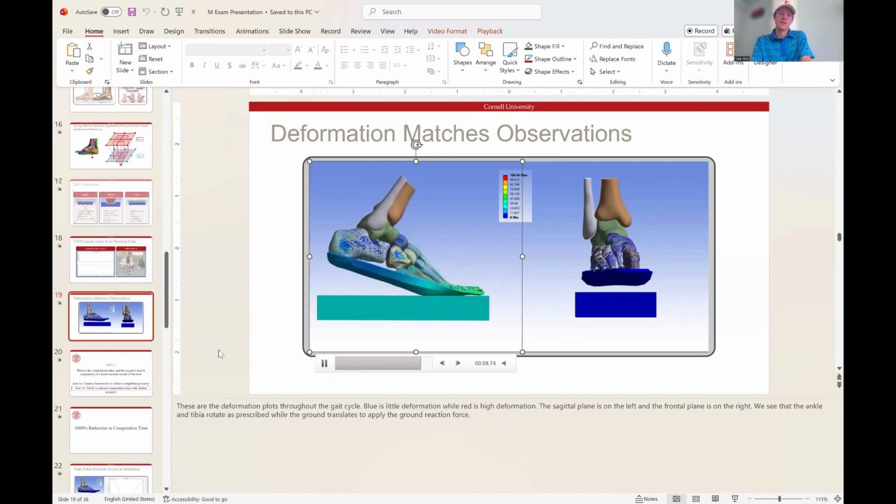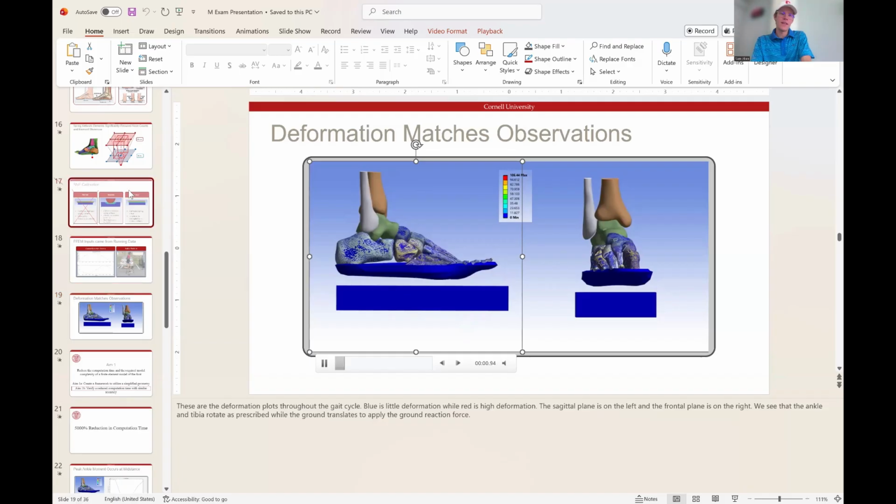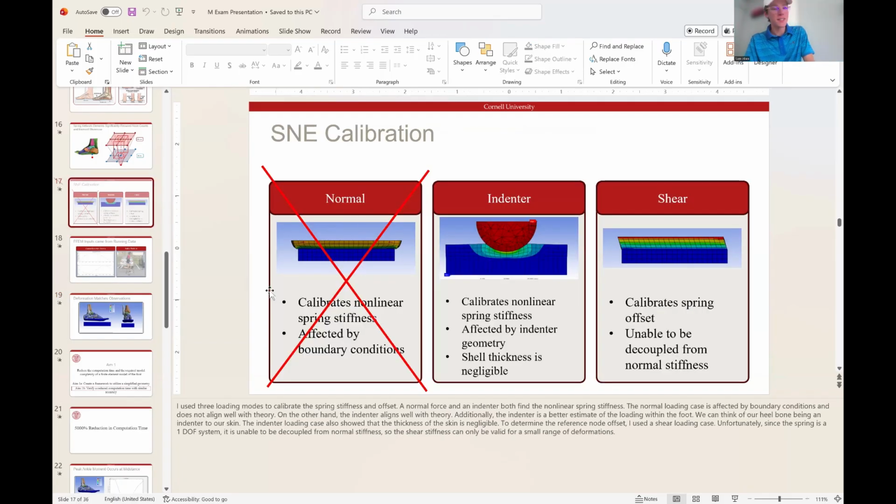Could you say again, what is it for the stiffness of that spring? Yeah, so this is how I actually calibrated it. I used an indenter, a solid model, to calibrate what it should be. I applied an indenter, which is close to how the heel bone is indenting into your soft tissue. So I'm going to use this indenter model to calibrate the stiffness of the elements.